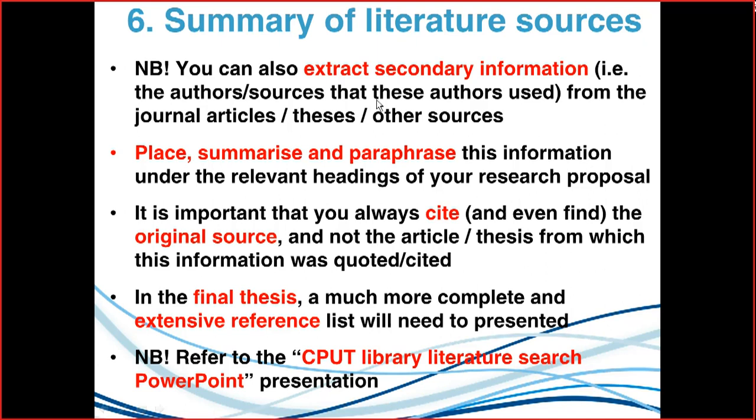And you can also extract secondary information from the article, so you're not only looking at their findings, but who they referenced. If you take information from the article of someone else they referenced, it's always good to try and find that article. But if you can't find the article, you always have to reference the original source. So if they're quoting someone, that's the person you have to cite. If you take information from an article that they cited, you don't reference the article, you reference the sources that they quoted.